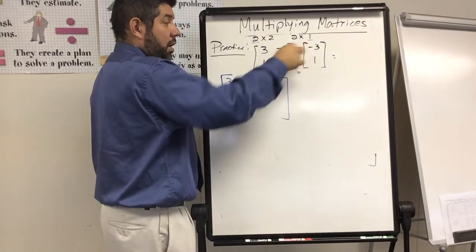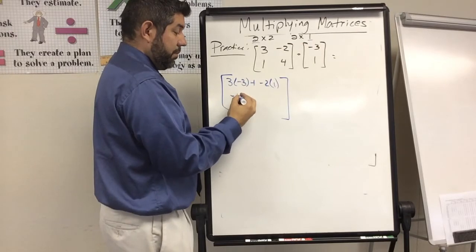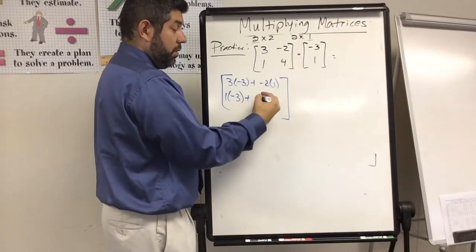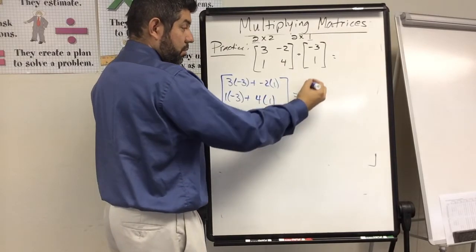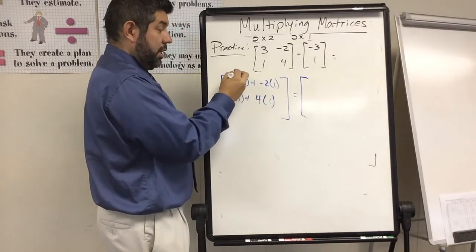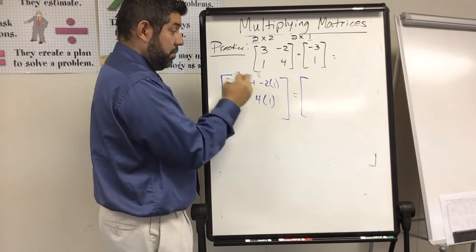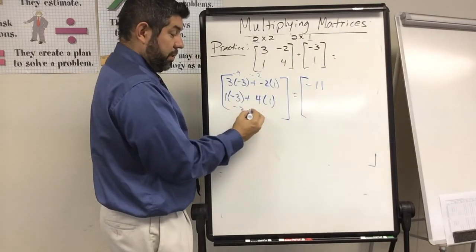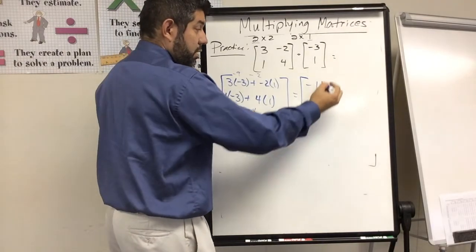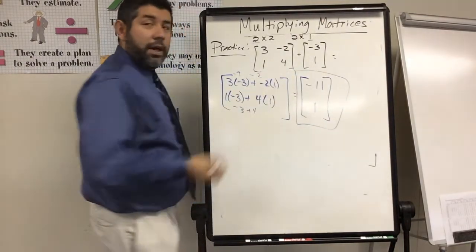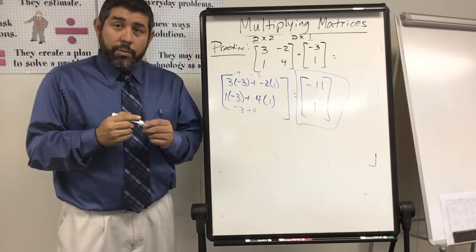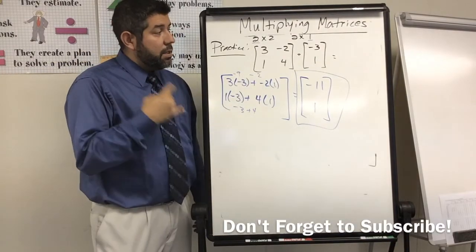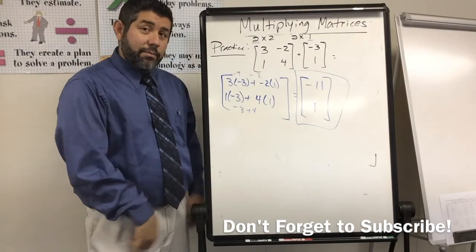Okay, so row, column, 1 times negative 3 plus 4 times 1, which ends up with, we've got negative 9 minus 2, which is going to give me negative 11, and negative 3 plus 4, which is 1. And that's our answer, okay? So remember row, column, and add them up together, okay? And that's it. Later.